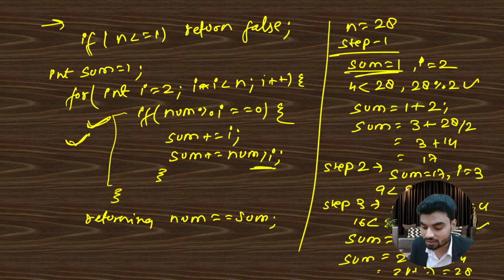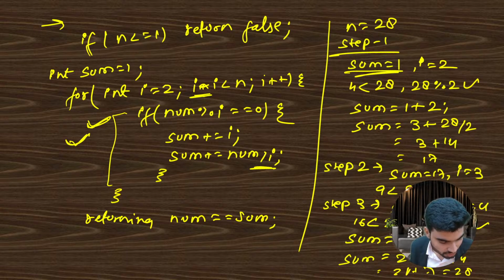Now the square of 6 is 36, because I told you, the numbers which can divide it will be less than or equal to the square root of it, because we are covering the second half by dividing that whole number by I, right?